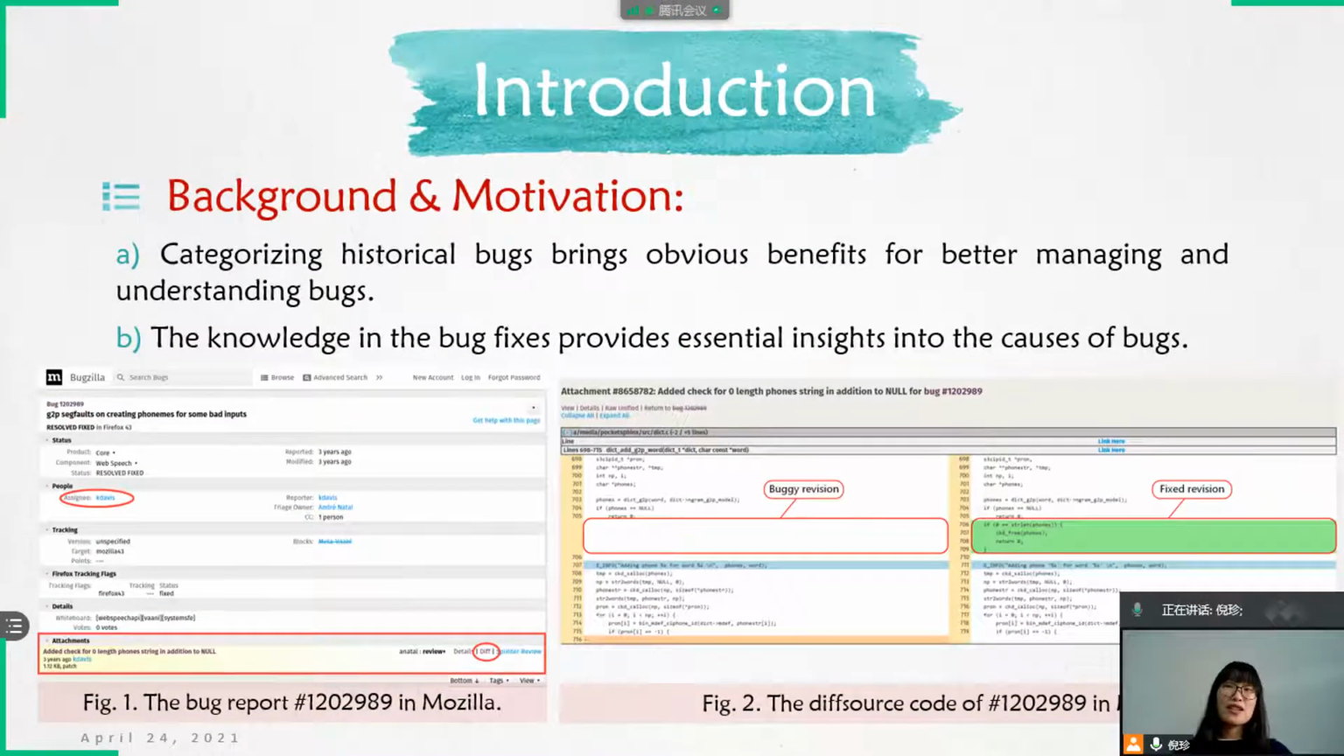As we know, fixing software bugs is an important task during software development. There are a large number of historical fixed bugs in various repositories. The following figure is an example of a historical fixed bug and its corresponding fixed source code.